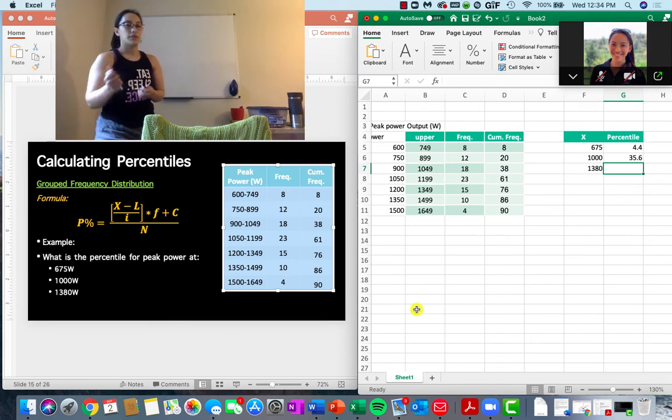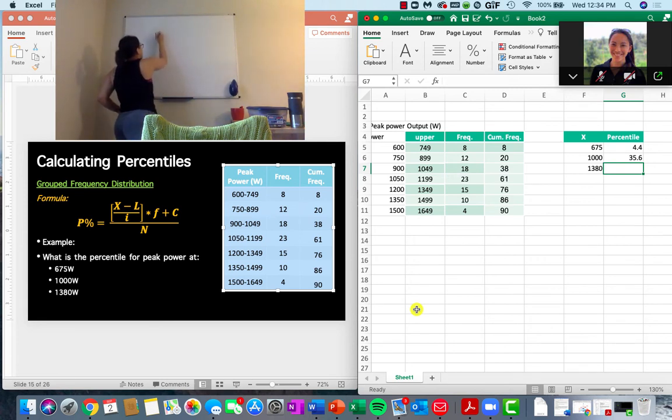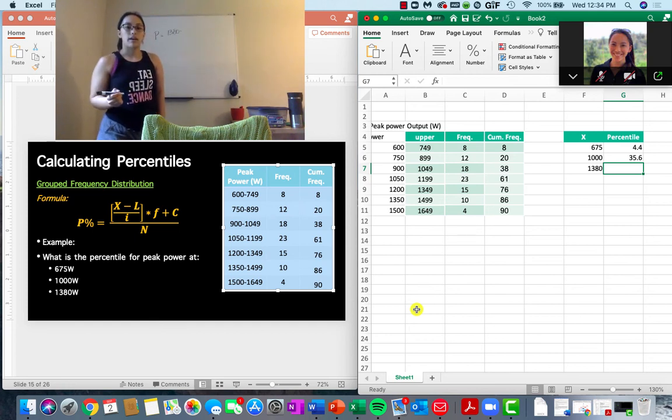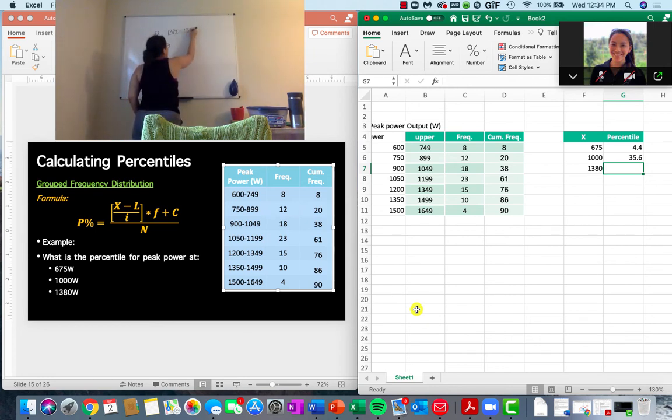So if we were writing this out, our raw score in this case is 1380. Our percentile would then equal 1380 minus the lower bound of the group that value falls within. That's between 1350 and 1499, so we have 1350 as our lower bound. Our interval size is still 150.